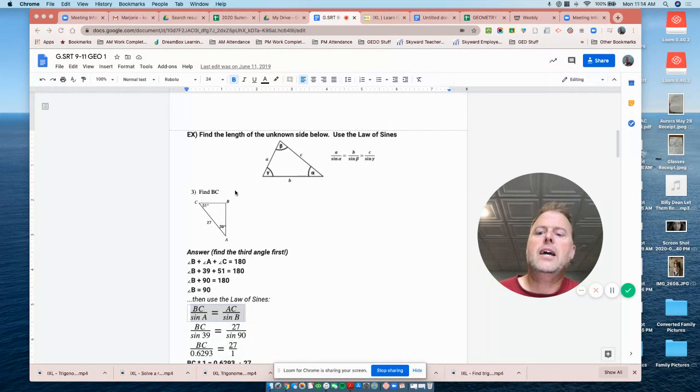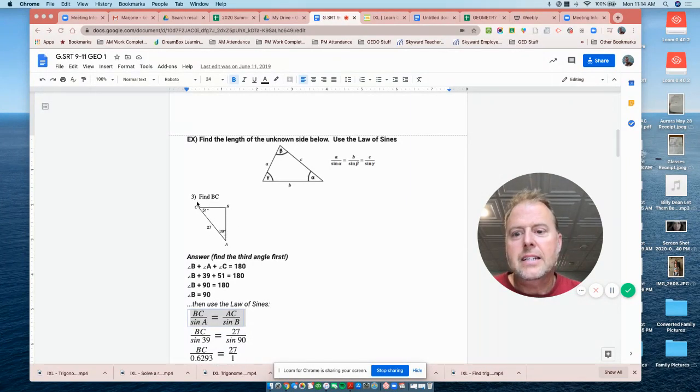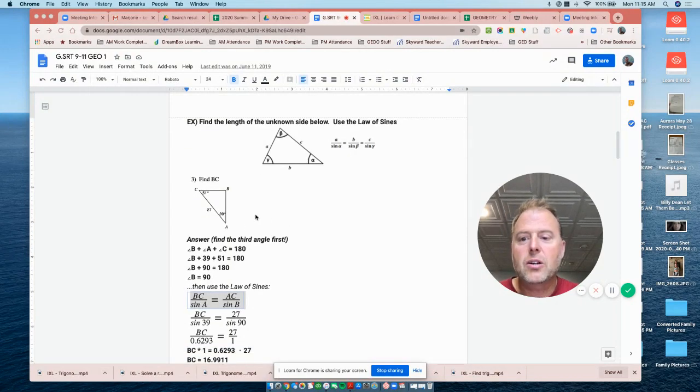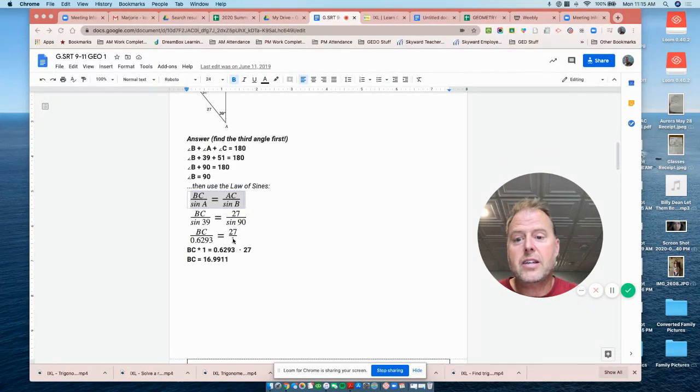If I look down here, we have to find BC. Well, you notice that we have the angle opposite. They're giving us this side, 27, but we don't know that angle. We can find it by doing 180 minus these two, which gives us 90. This just happened to end up being a right triangle. It doesn't really need to be. We could use sine, cosine, tangent, all that stuff, but that's not what we're doing here. We're trying to do law of sines. So we're going to take this side divided by the sine of 39 is equal to 27 divided by the sine of 90. Then you calculate what those are, plug them in, cross multiply, and you'll get your answer.